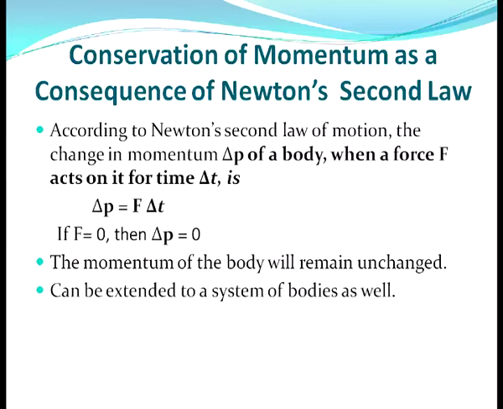So, now if force is equal to 0, if no force is acting on that body or the net force on the body is 0, then putting F equal to 0 in the equation, we get delta p equal to 0. That means change in momentum is 0. If change in momentum is 0, that means the momentum remains constant. So, when the net force acting on a body is 0, the momentum of the body will remain unchanged. Here we are discussing this for one body, and this can be extended to a system of bodies as well.